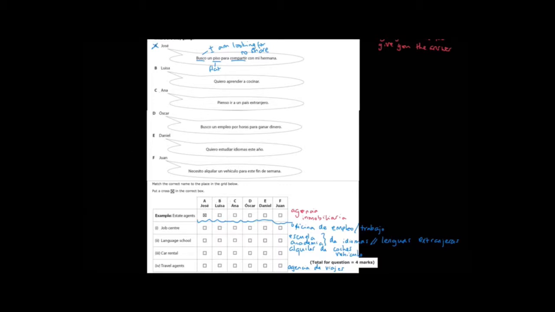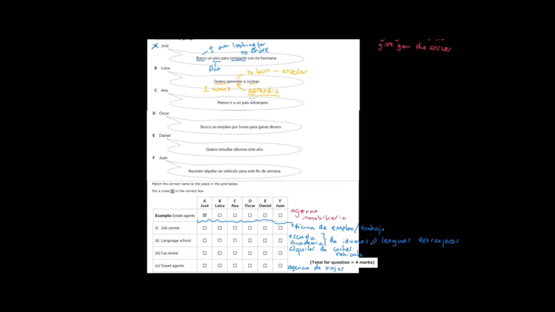Luisa says, quiero aprender a cocinar. Quiero, remember, I want, and we'll come back to words like this in a minute. Aprender, to learn. And the opposite or related to aprender, remember there's the word enseñar, to teach. And from the verb aprender we get words like aprendiz, which is an apprentice. In English the word apprentice is very similar, so that's where the word comes from, from the verb aprender, to learn.